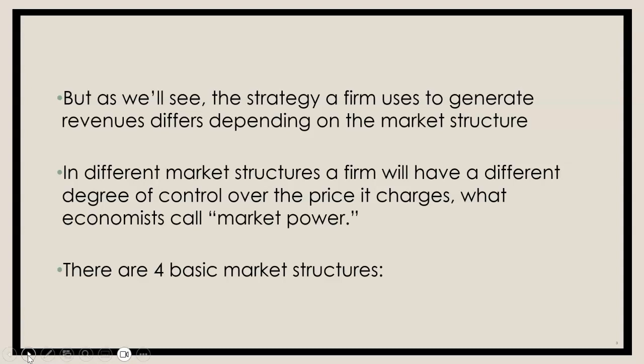A firm, remember, operates in a market for the good that it produces, but different types of markets have different structures. In particular, in different market structures, a firm will have a different degree of control over the price it charges. Economists call that market power, the degree to which you can control the price you charge. Okay, let me give you an idea now of what we mean by a market structure by looking at the four basic market structures that economists use.